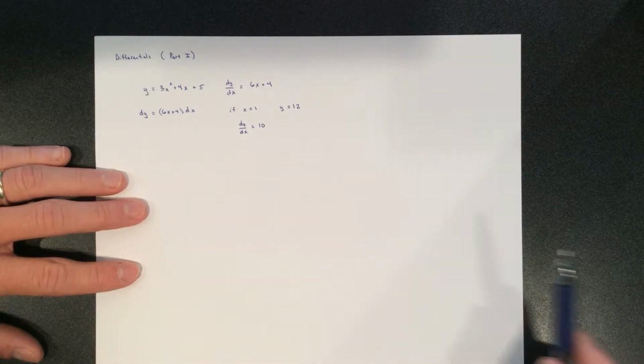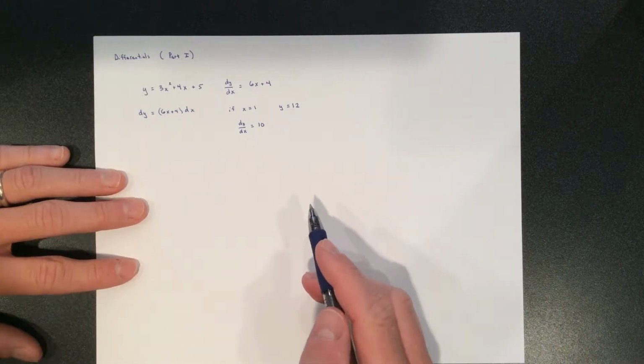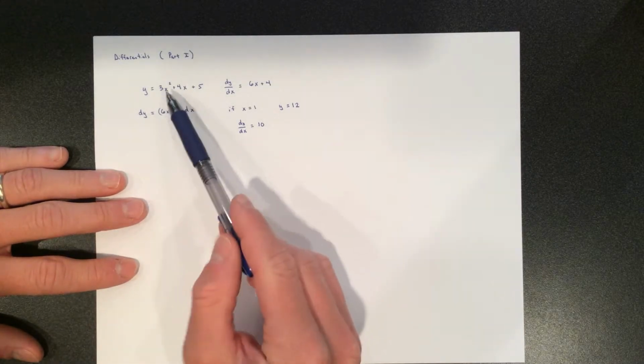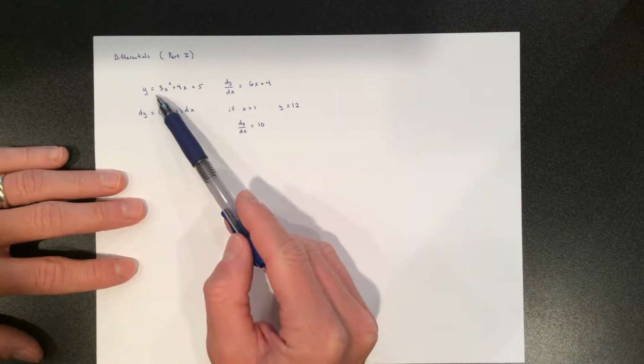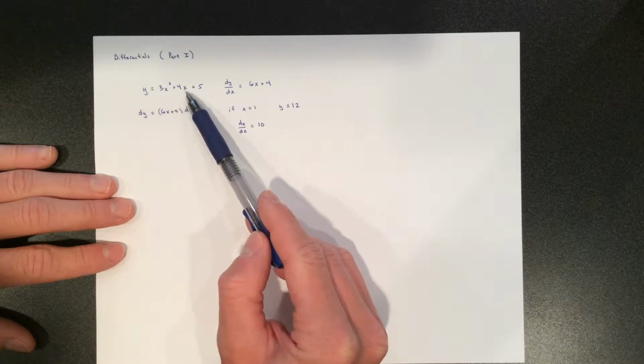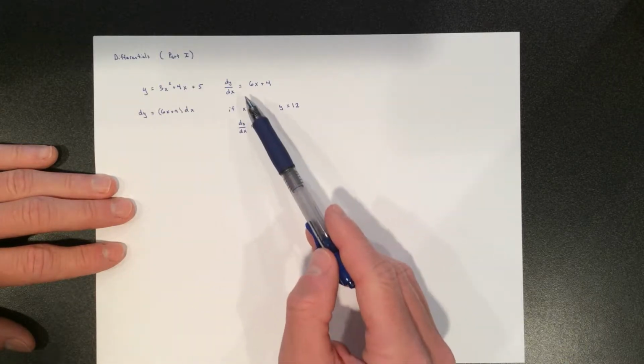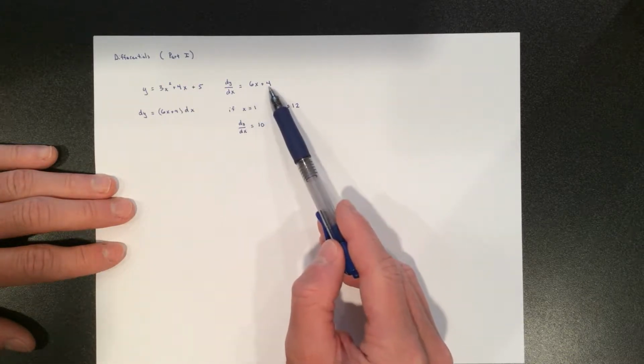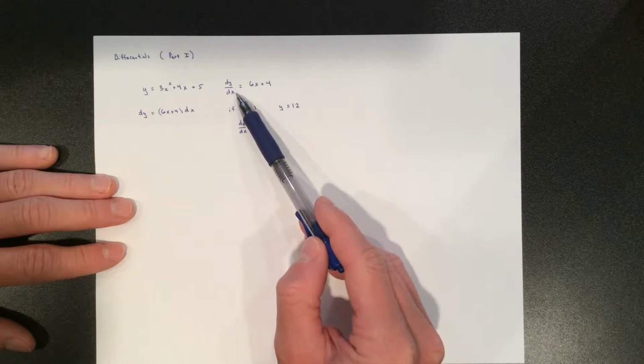Let's go ahead and take a look at some differentials. So what I've written down so far is I looked at a function. This is just a nice, easy quadratic: y equals 3x squared plus 4x plus 5. I took the derivative and got 6x plus 4, right? The derivative is dy/dx.